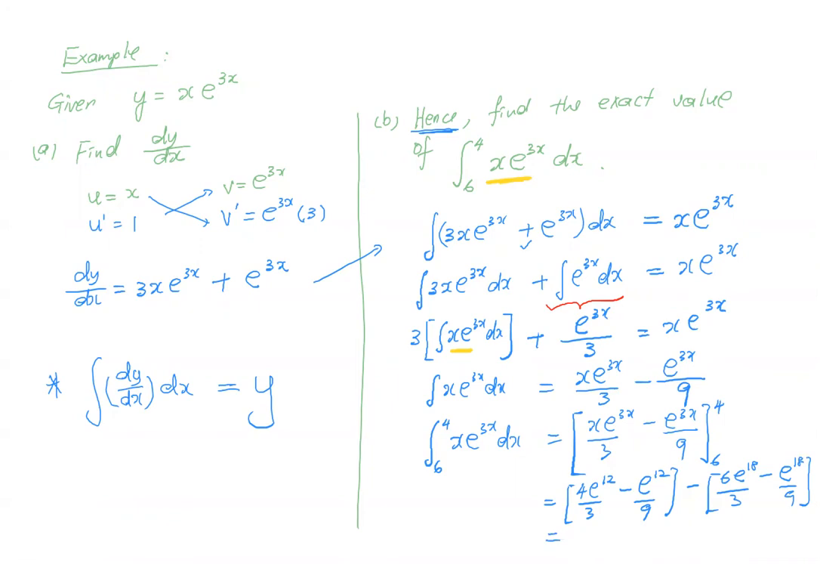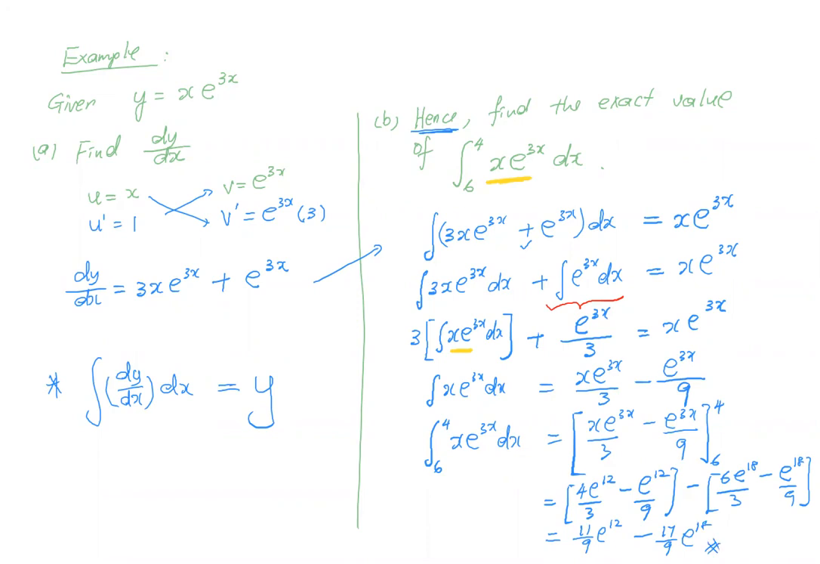So how many e to the power of 12 here? You just key into your calculator 4 over 3 minus 1 over 9. That one you can get from the calculator. So at the end, this one will be 11 over 9 e to the power of 12, take away 17 over 9 e to the power of 18. That's it. This is called the exact value.